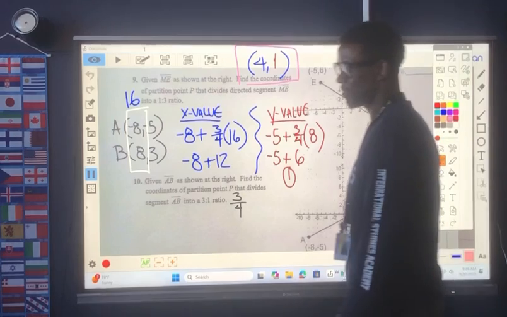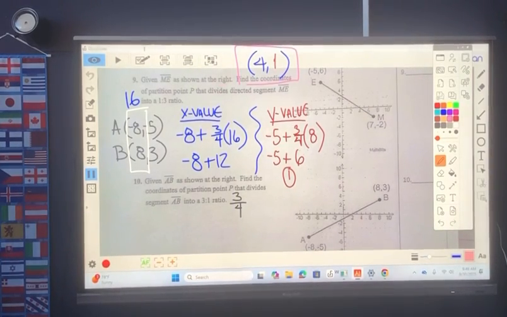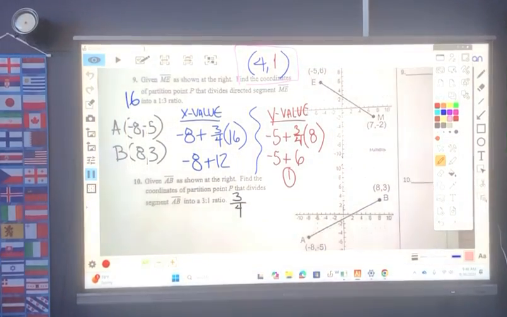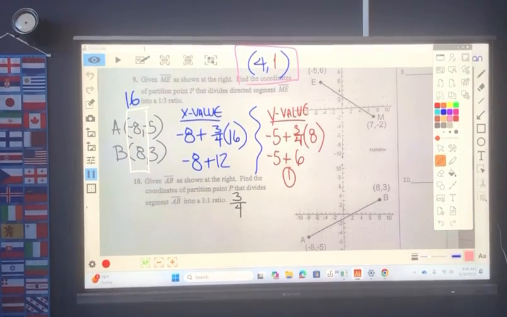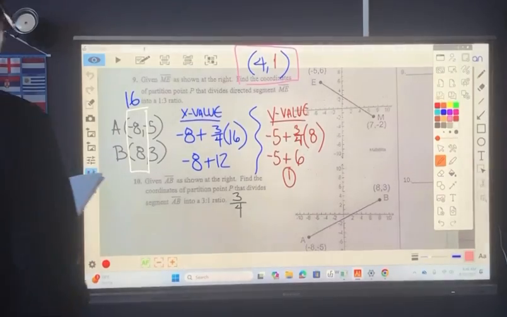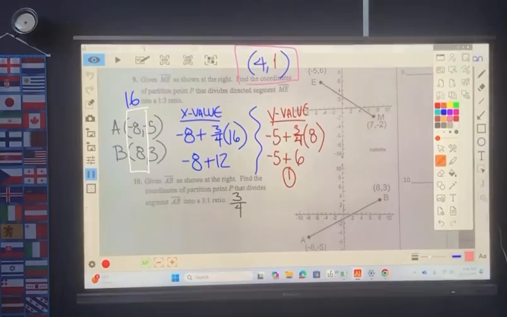Chat, you just did directed line segments. If you need help, you can refer back to the video to help you for the homework that you got. That's it. Here's your assignment. You only got to do numbers 1 through 8, there's 4 on each side.